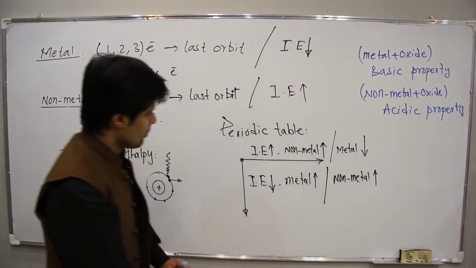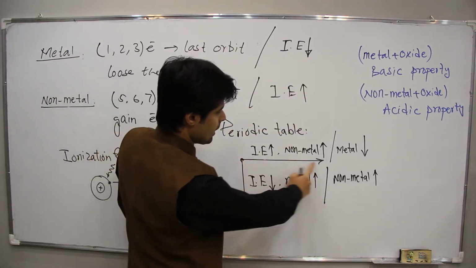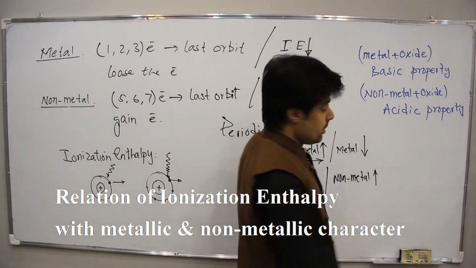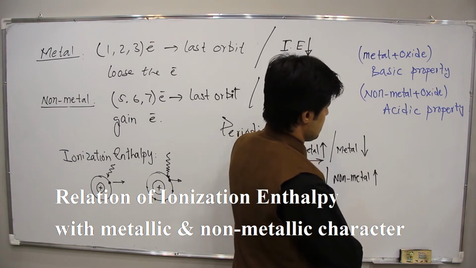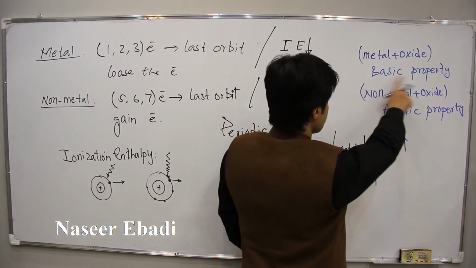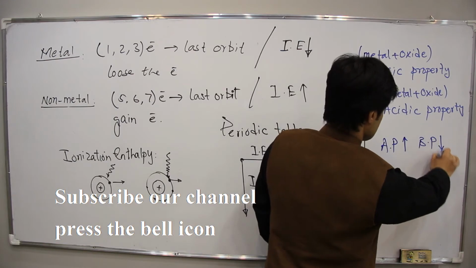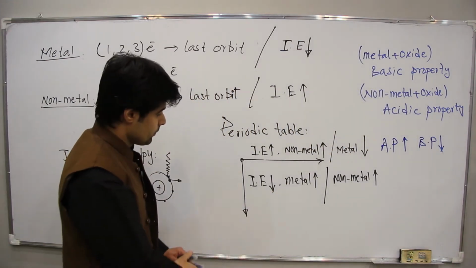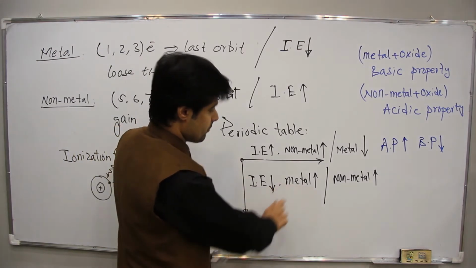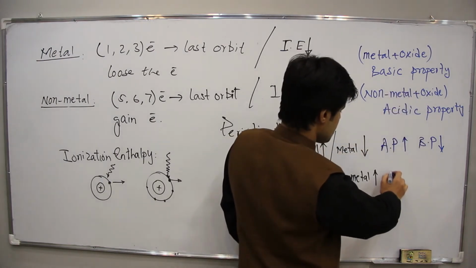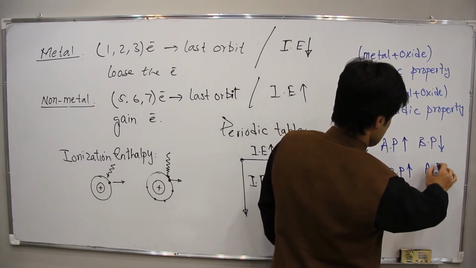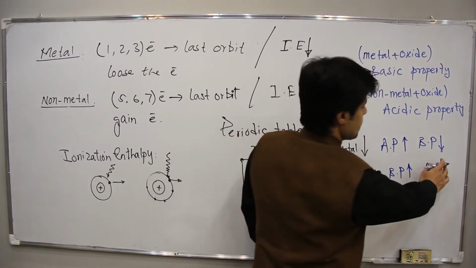Now, what do you think? From left to right, non-metal is increasing. It means acidic property is increasing and basic property is decreasing. Also, from top to bottom, metal property is increasing. It means basic property is increasing and acidic property is decreasing.